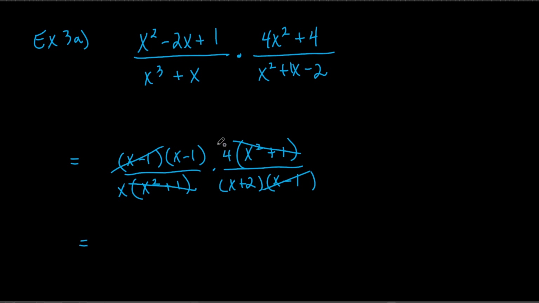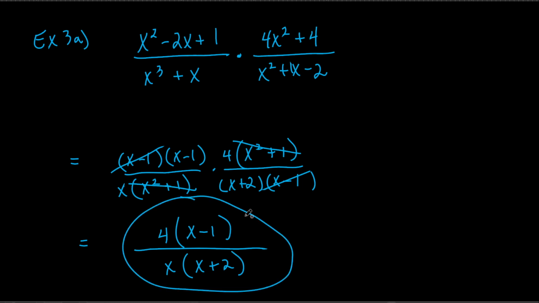What's left on top here then? You got an x minus 1 times a 4. But to make it look real nice and pretty, what are we going to put first? Put the 4 first. X minus 1. What's on the bottom? What's left on the bottom? An x and an x plus 2. And that's it. That's all there is to it.